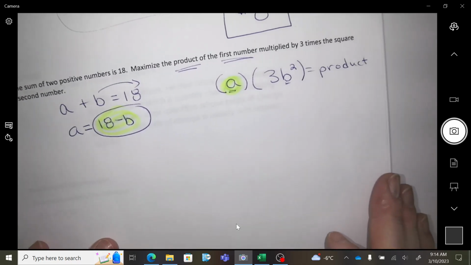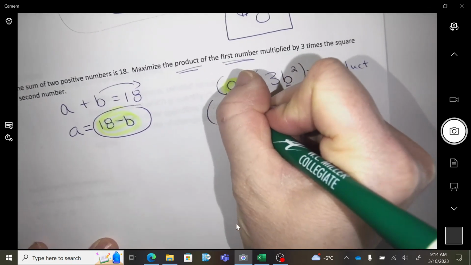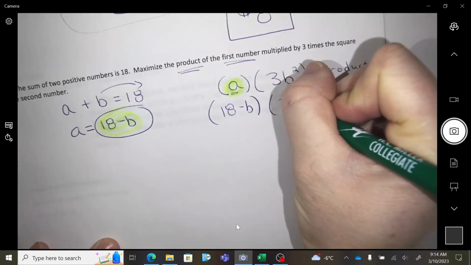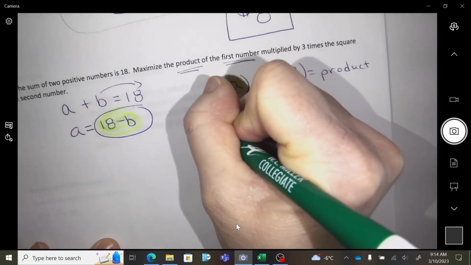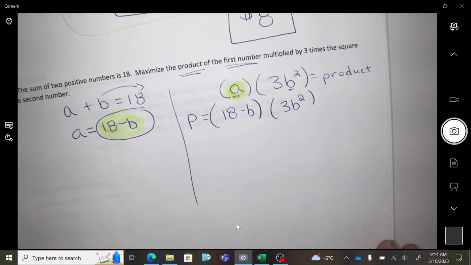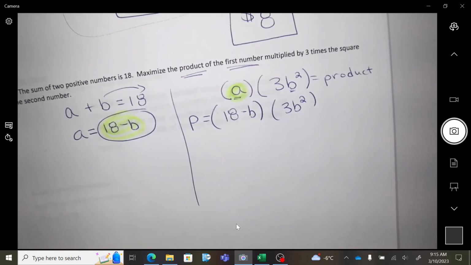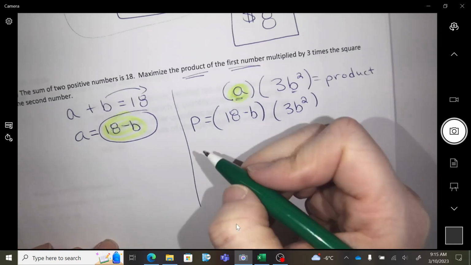Now replace that. I'm just going to go P equals, like product equals. Okay, finish it out. You can do this on your own. Distribute, derive, 0. Okay?